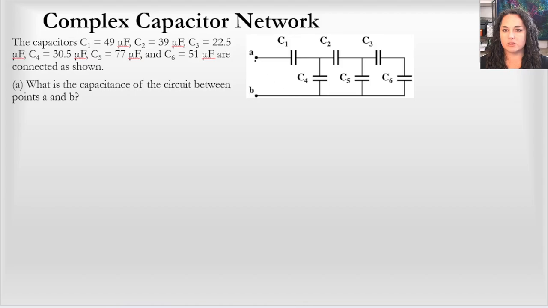What I have is a capacitor network, and you can see that we start at A, and there's a whole series of capacitors, and we end at B. They give us the values of all those capacitors. What is the capacitance of the circuit between points A and B?